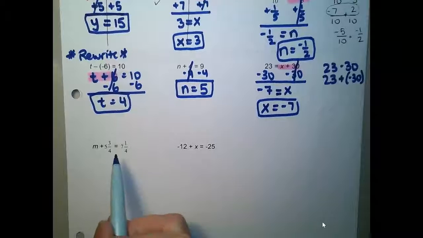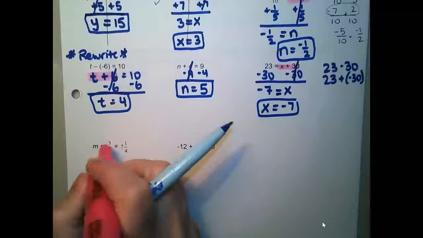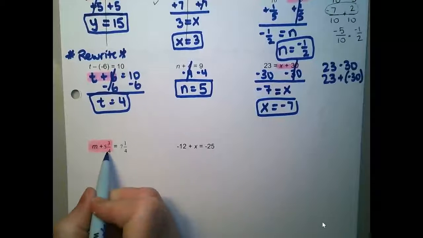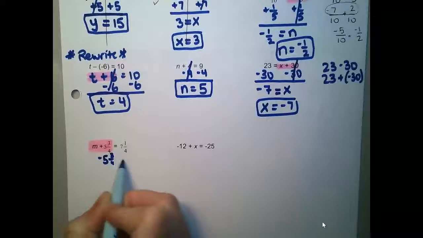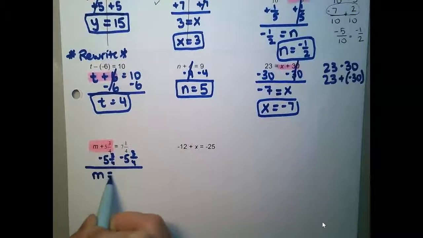All right, so now we have one that might have just a smidge more work to it because it's got mixed numbers. M plus 5 3/4 equals 7 1/4. Well, the side with the variable over here on the left, M plus 5 3/4. The inverse of adding 5 3/4 to M would be subtracting 5 3/4. Subtracting 5 3/4. I have an M, I have an equal sign, and I have some computation to do.